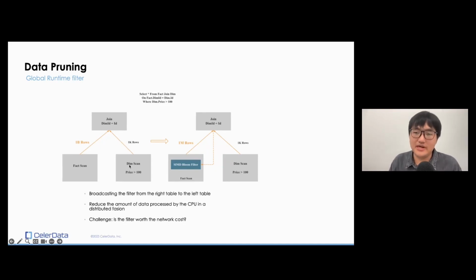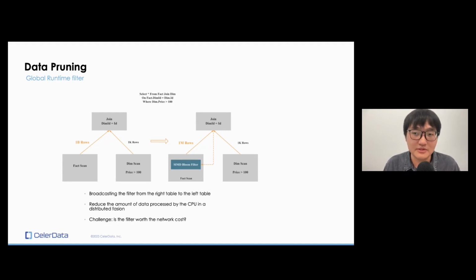So what if there's a way we can push this predicate, or this where clause, to the left table as well, right? And it's probably going to filter a lot of the data. So in this case, let's say it's 1 billion rows to a million rows. That's many orders of magnitude less data the CPU needs to deal with, right? And yeah, this sounds pretty simple, right? Actually, in a single node environment, it's not so complicated because there's no network associated with this, right?